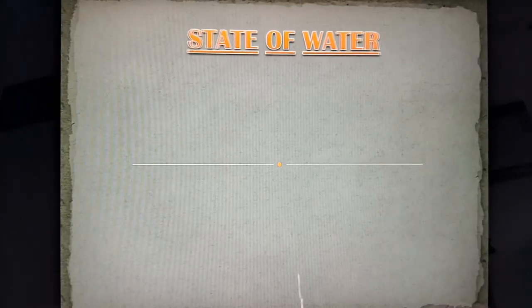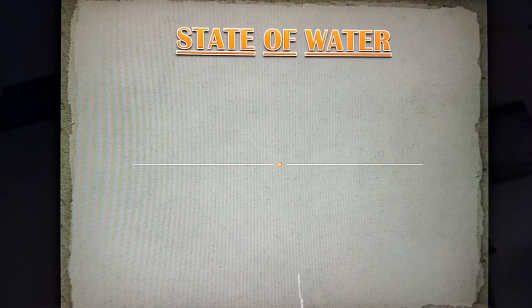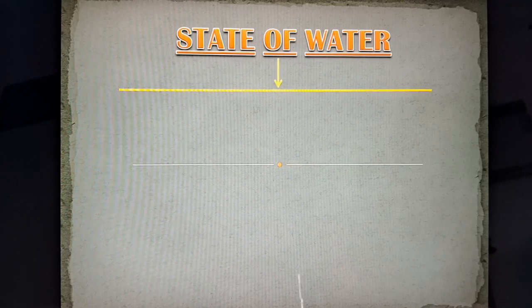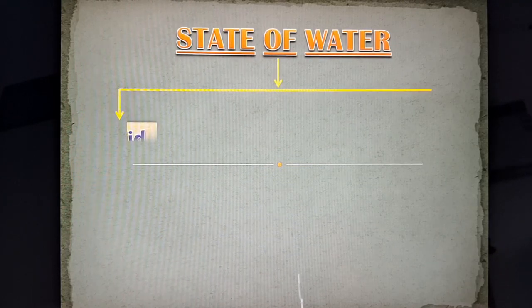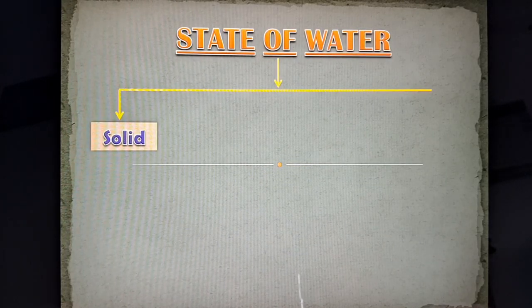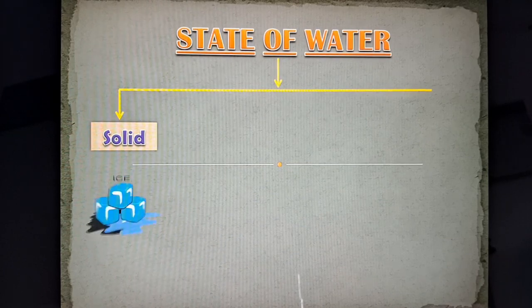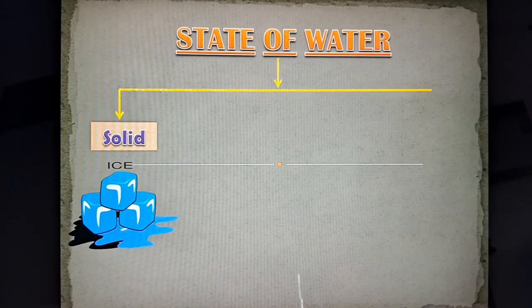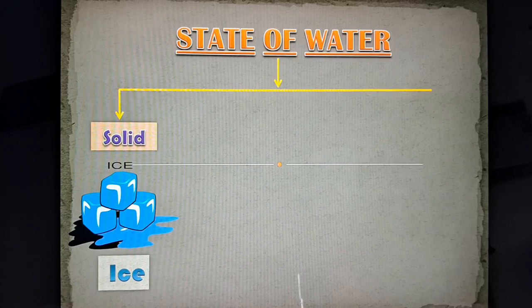In the first part of the video, we learn states of matter. Students, there are 3 states of matter. First is solid. Solid means when you freeze water, it is converted into ice. So ice is one of the solid forms of water.